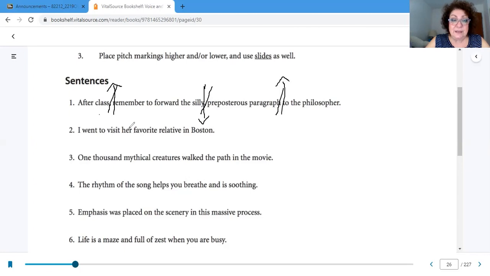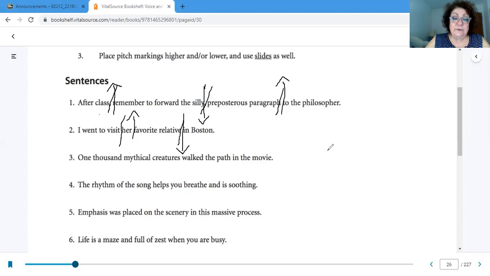I'm going to take my pauses. You always have to click and then write. And I'm going to go down here. Okay. So again, I'm going to read it with no meaning.